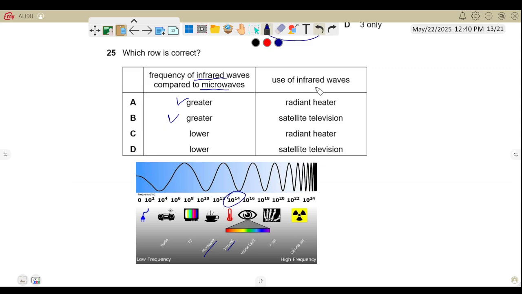Infrared waves are actually used in a radiant heater, and microwaves are used to cook our food. The satellite television signals are in these ranges or in these areas. So the question has an answer of A.